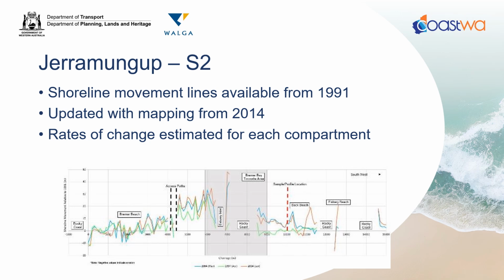For our S2 allowance, the Department of Transport did have shoreline movement lines available from 1991. So this provided history over several decades. We updated this with mapping from aerial photography taken in 2014. This gave us a couple of decades of record, and we've therefore estimated rates of change for each individual compartment through the coast.